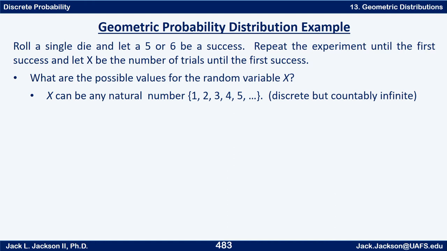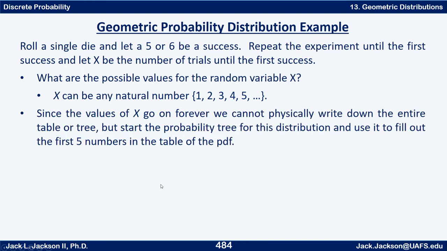Okay? Now, let's see if we can figure this out. Since the x's go on forever, we cannot physically write down the entire table or the entire probability tree, but we could at least start it off. So let's start the probability tree for this distribution and then use it to fill out at least the first, say, 5 numbers or so in the table of the PDF. See if you can do that on your own now.